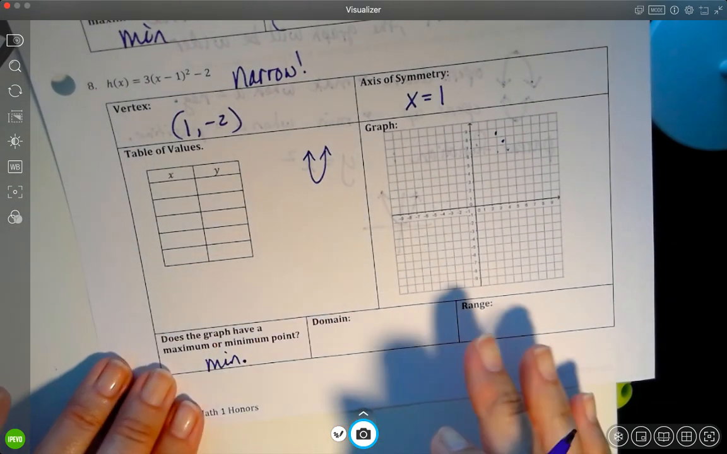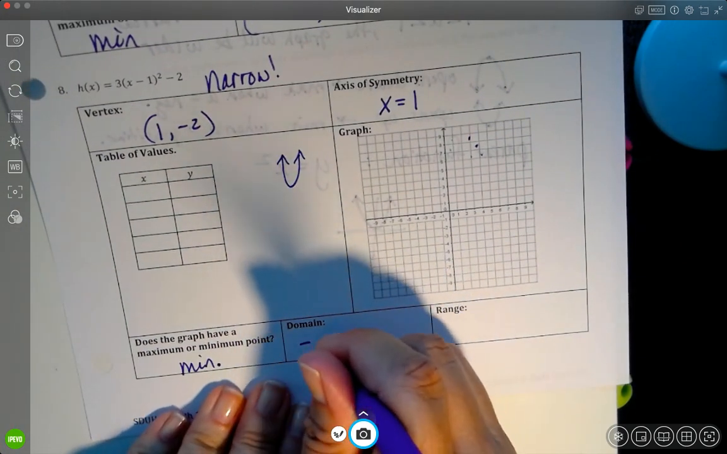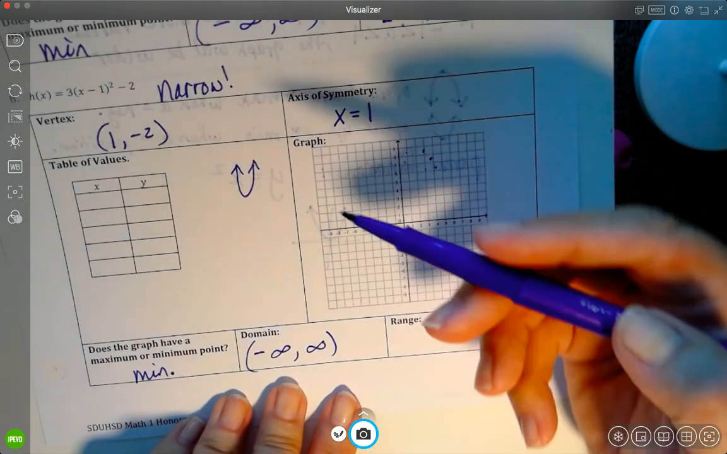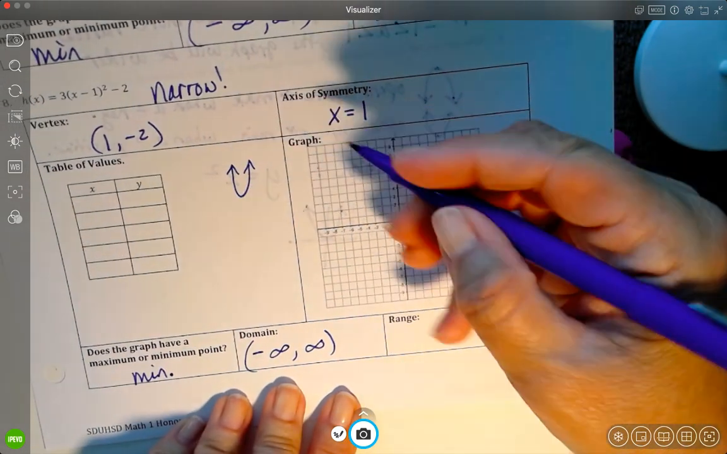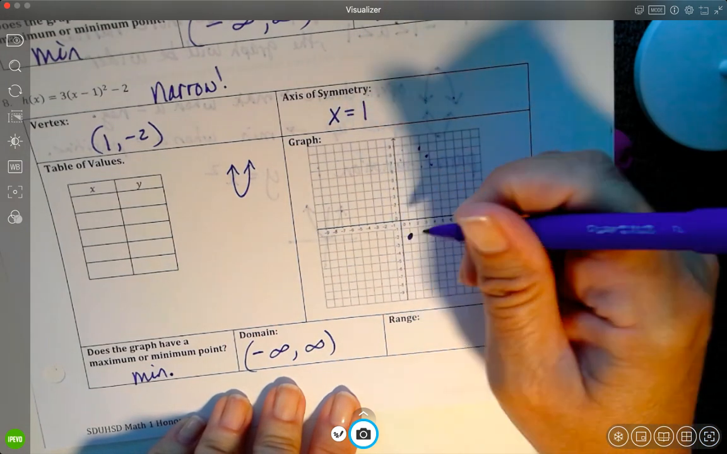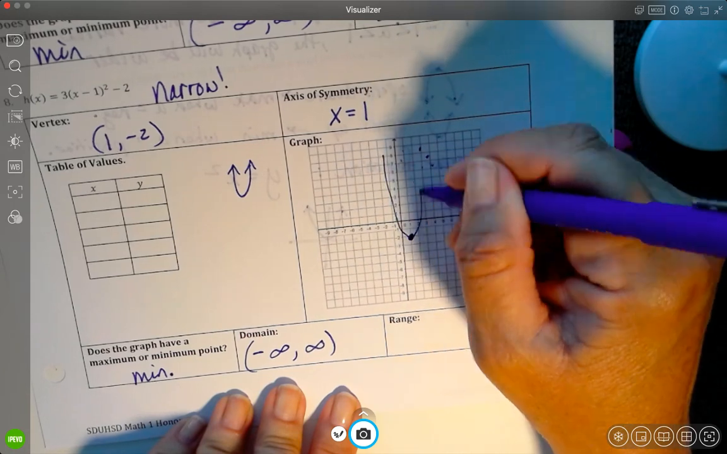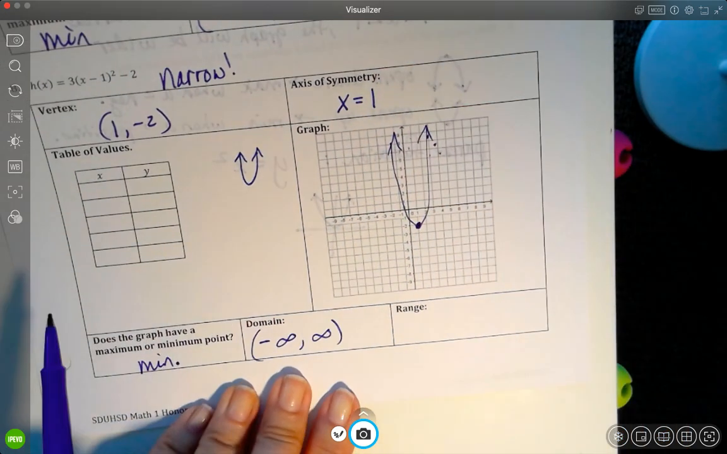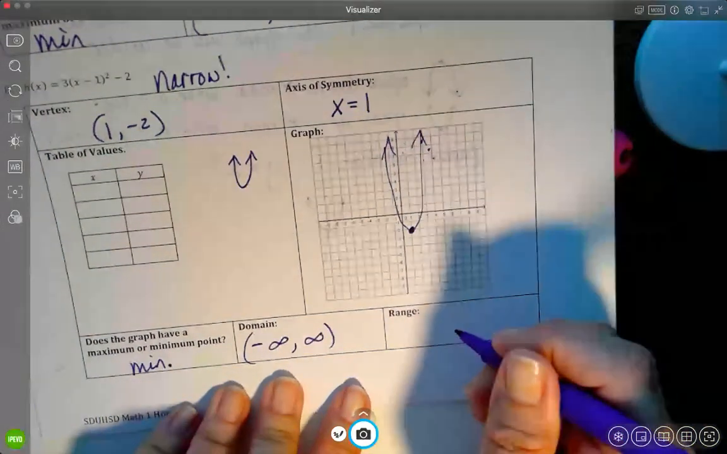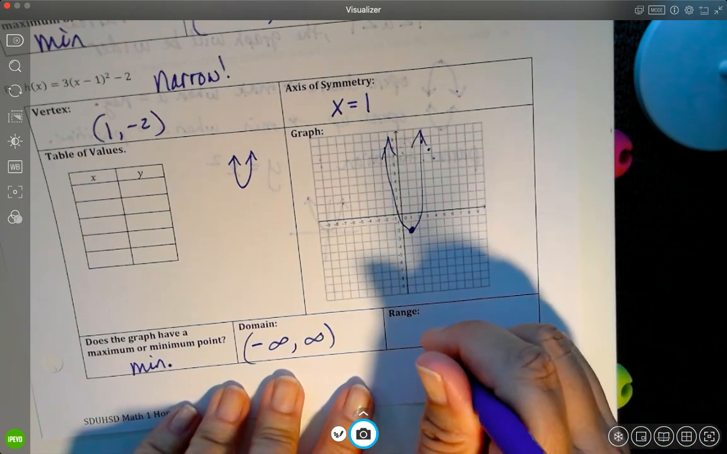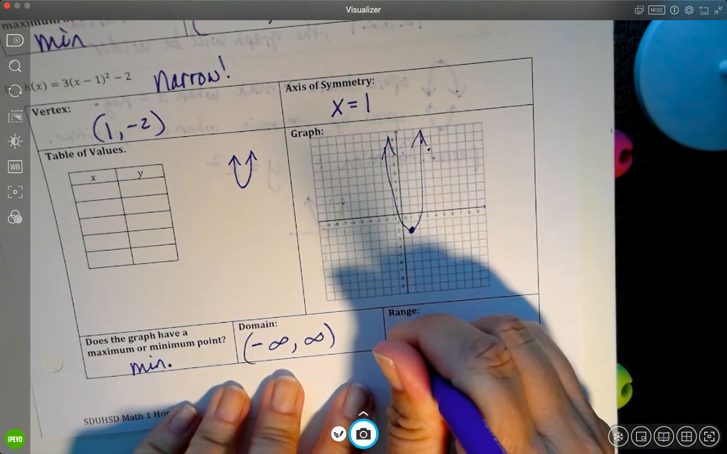The domain, negative infinity to positive infinity. And then the range, it's going to go from the vertex, which is 1, negative 2, and then it's going to continue up. It's going to be narrow. I mean, I'm just going to sketch it, but you could actually fill in the points. So the range is going to be the lowest y, which is negative 2 inclusive, all the way up to infinity.